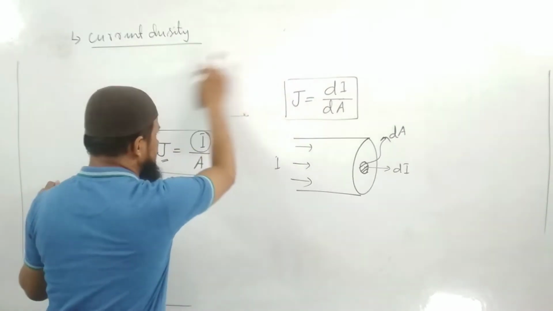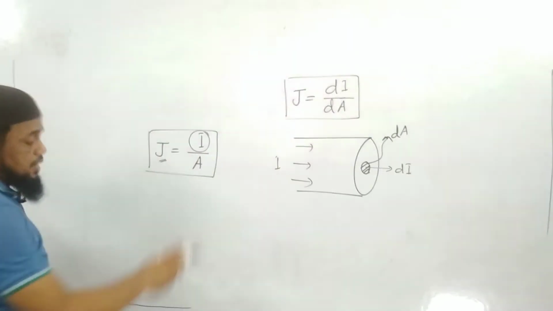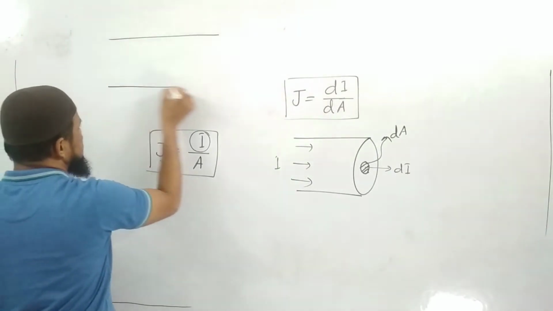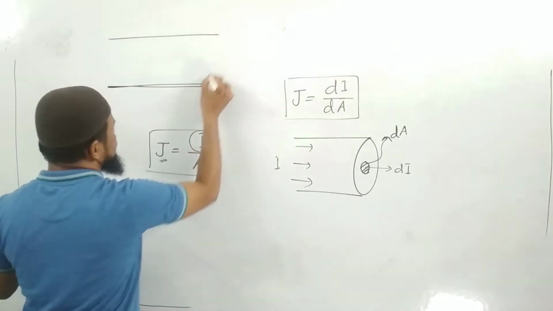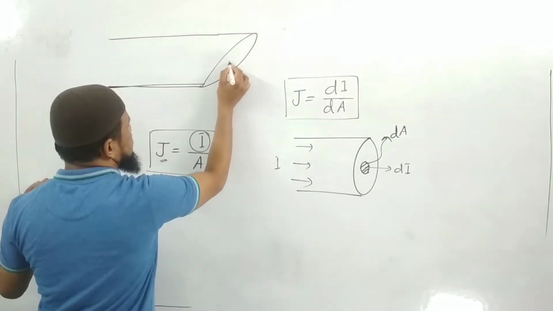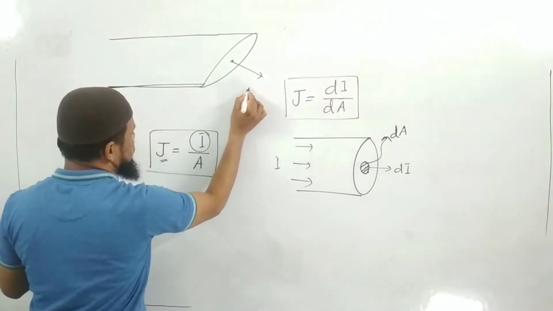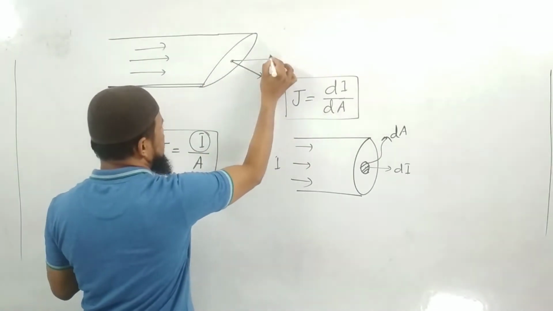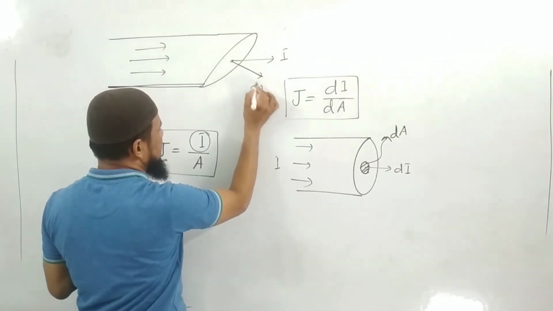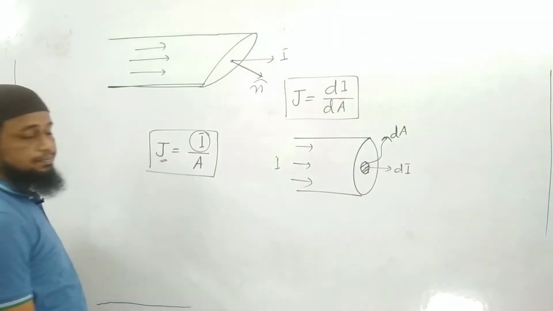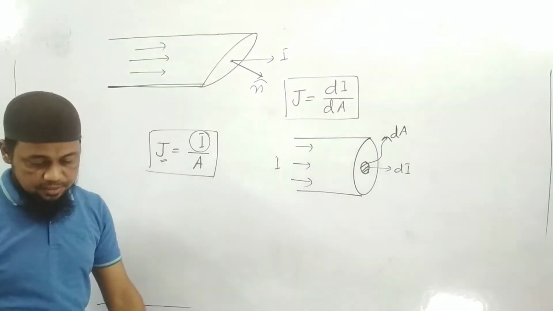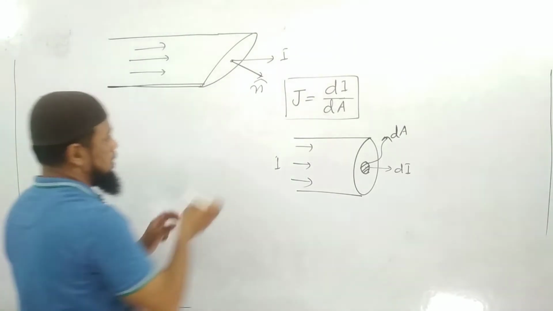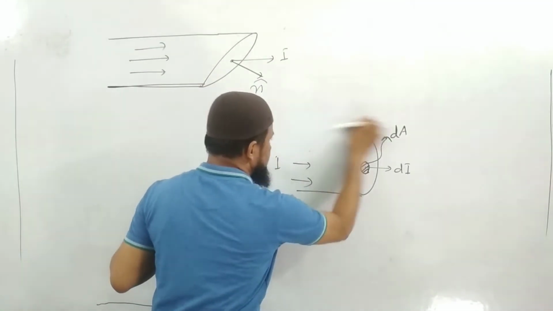Now if the cross-sectional area is not perpendicular to the current, what will you do? The cross-sectional area is given like this. This is the area, so the area vector will be like this. Current is flowing like this; this is the direction of current. The area vector is along this direction. Now how will you define current density?